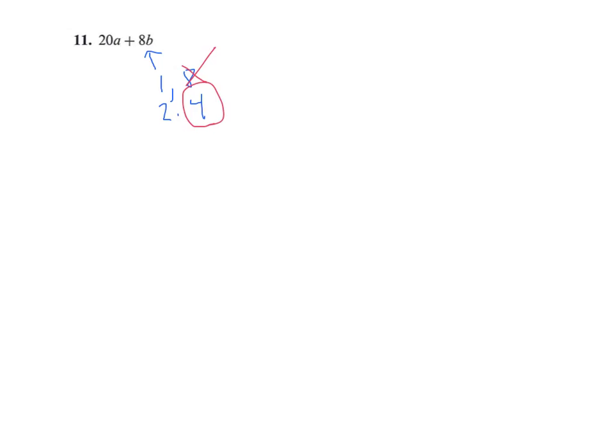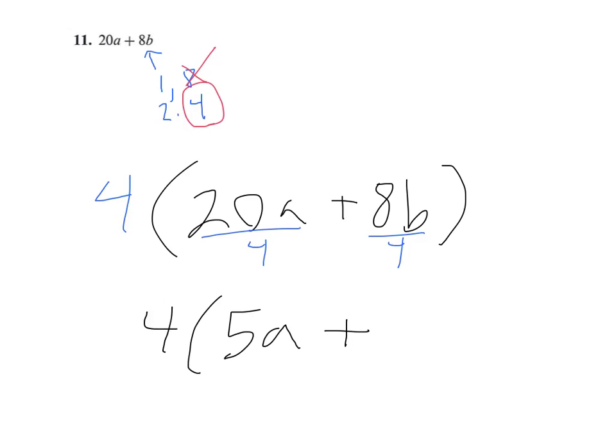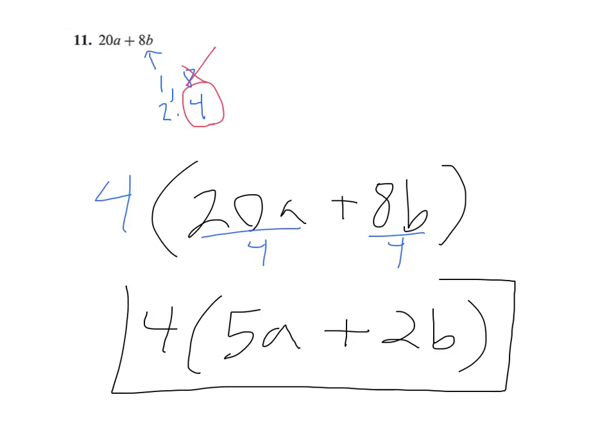So we get, I'll do it in blue here, we get that our 20a plus 8b is now a 4 out front, and we divide both of these by 4. Okay, so this leaves us with 4 times, and this will be 5a, plus 8 divided by 4 is 2b. Okay, so pretty straightforward.